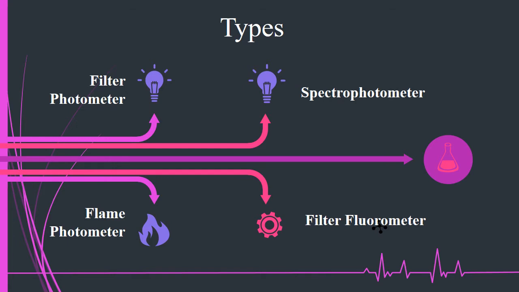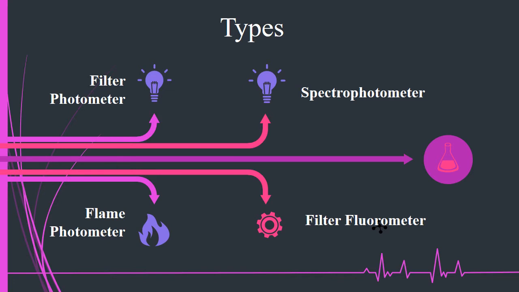There are 4 types of photometers or colorimeters. The first one is going to be the filter photometer. When an interference filter is used to select a given wavelength, it is called a filter photometer. The next one is going to be the spectrophotometer. When a diffraction grating or prism is used as a monochromator to get different spectral components or wavelengths in the colorimeter, then it is a spectrophotometer.